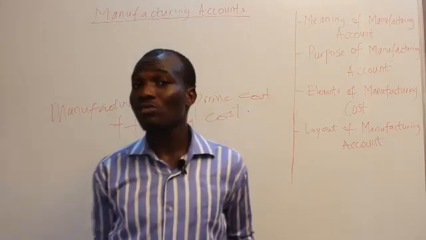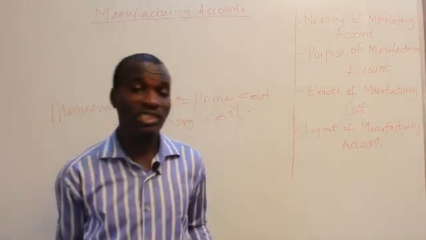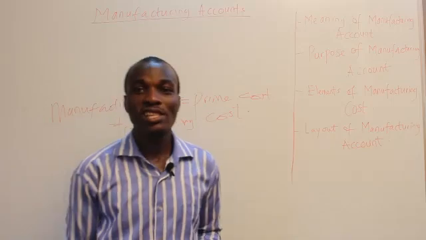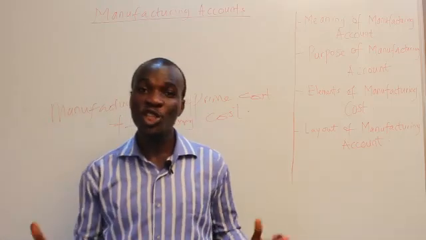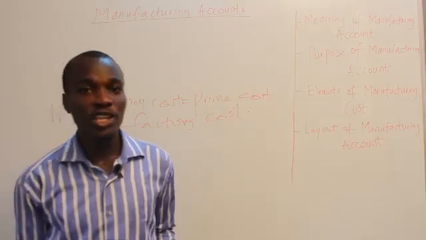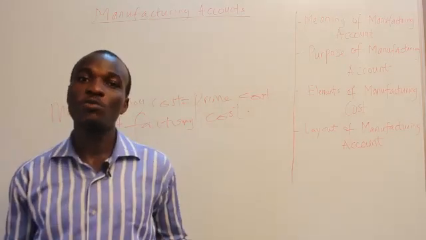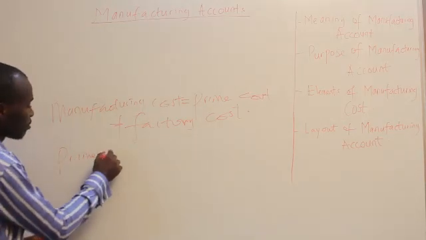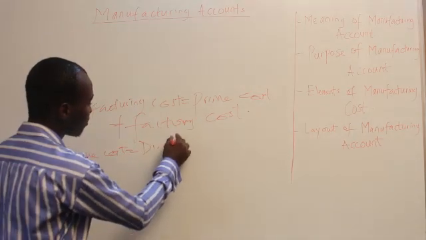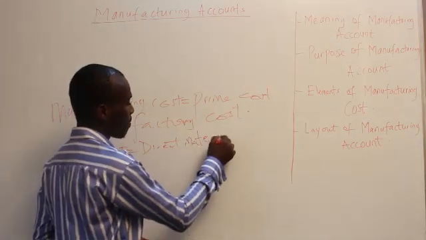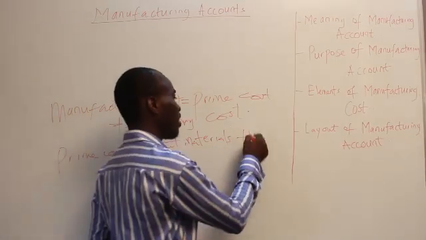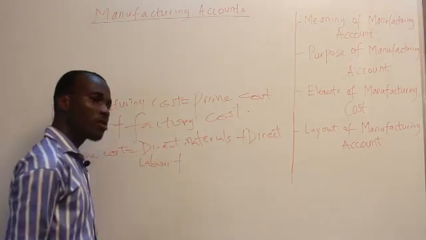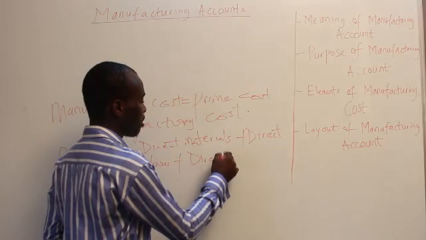The prime costs are those costs that are incurred directly with the goods. So it means they include those costs that are traceable to a particular production unit. They are incurred directly with the goods manufactured. And this includes, the prime cost includes the direct materials plus the direct labor plus direct expenses.